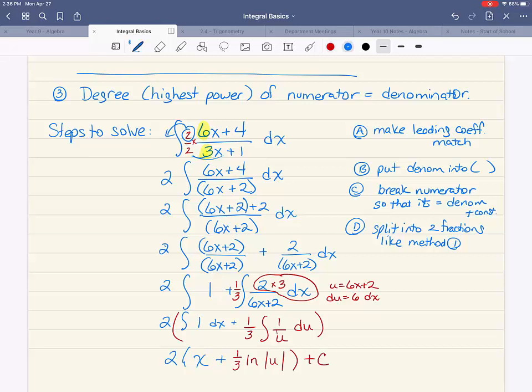And now to finish this up, we're going to change everything back to x's. I'm going to distribute the 2 at the same time. 2x plus 2 times 1/3 is 2/3 ln, absolute value of 6x plus 2 plus c. And that is your answer.